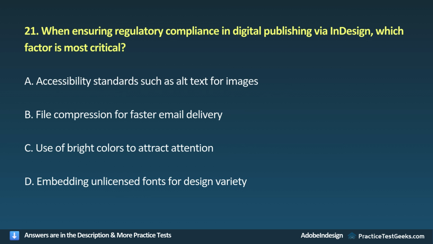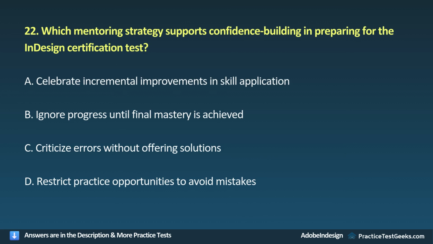21. When ensuring regulatory compliance in digital publishing via InDesign, which factor is most critical? A. Accessibility standards such as alt text for images. E. File compression for faster email delivery. C. Use of bright colors to attract attention. D. Embedding unlicensed fonts for design variety.